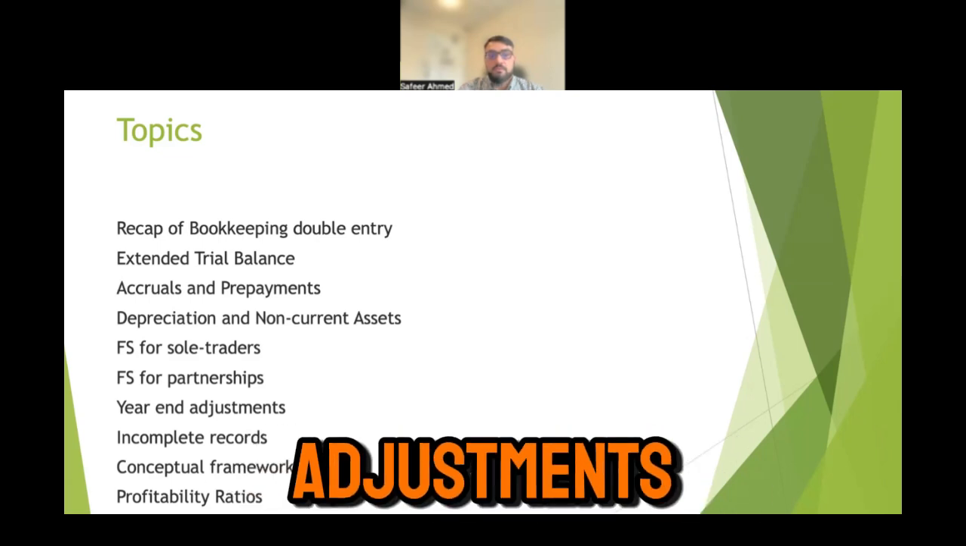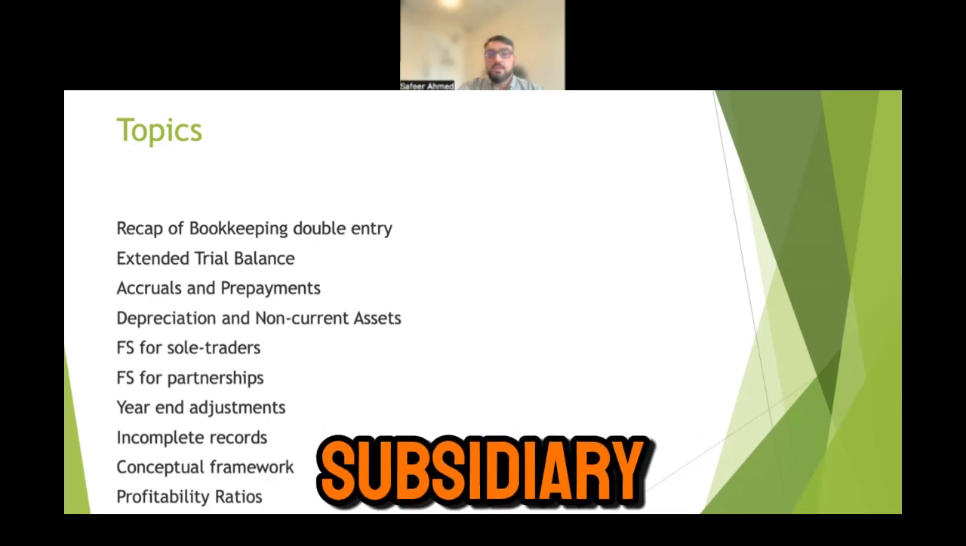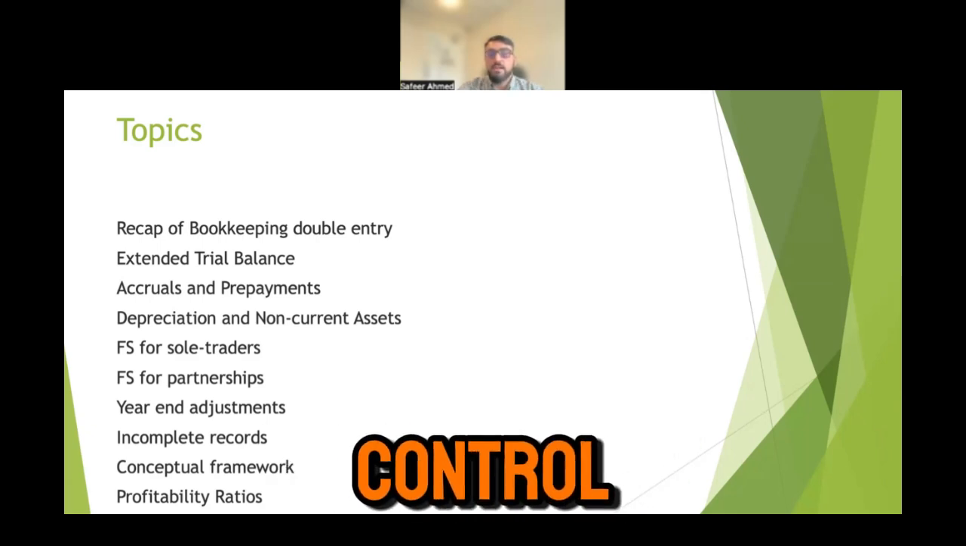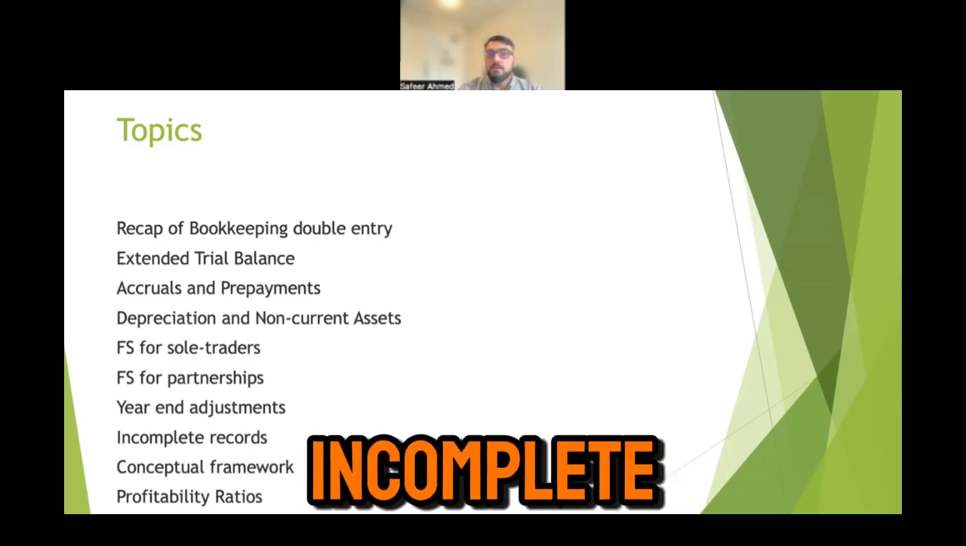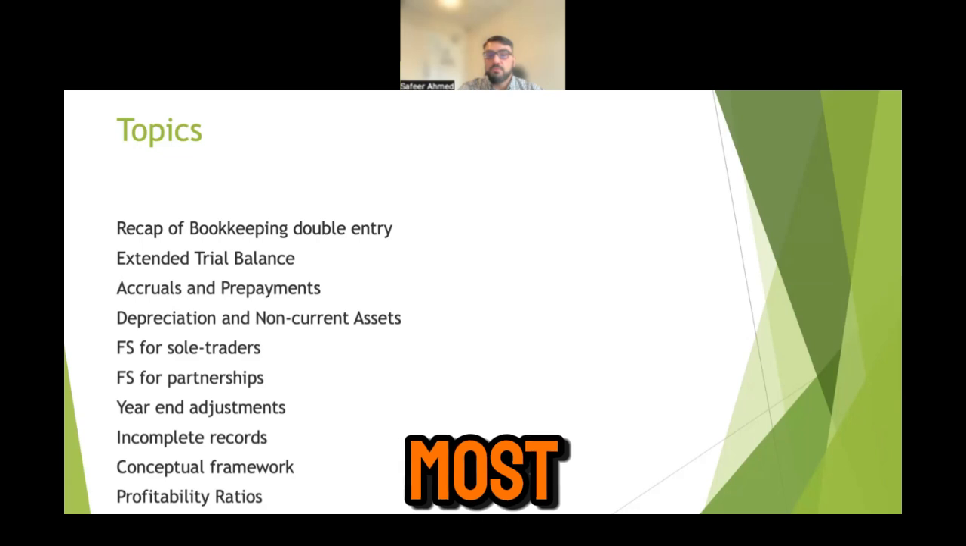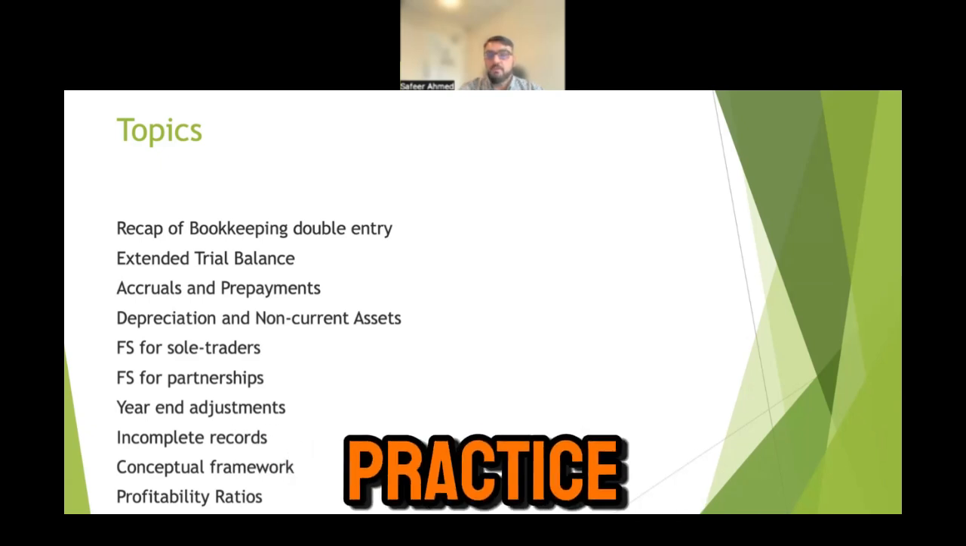These year-end adjustments could be reconciliations as well. So reconciliation of control accounts with the subsidiary accounts, or in other words, the control ledgers with the subsidiary ledgers. And then incomplete records, perhaps the most important topic, and a lot of students find it challenging in the beginning, but with question practice they get there.